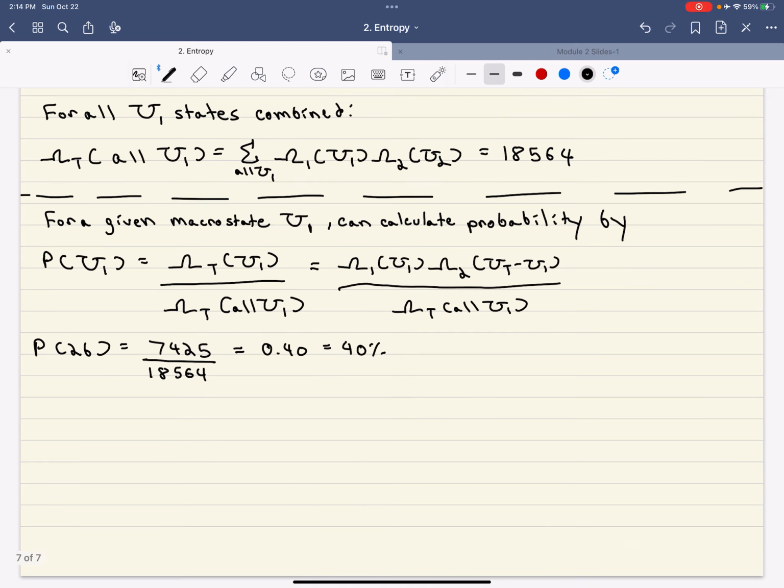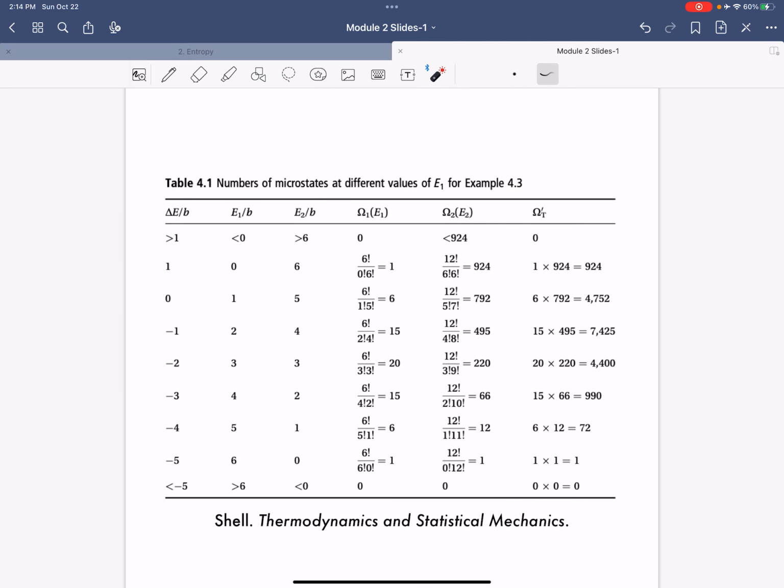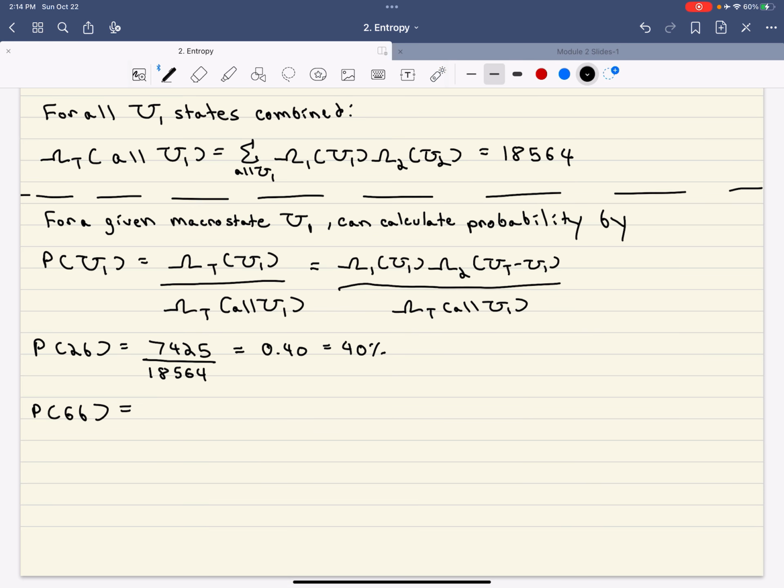In contrast, if U1 is equal to 6B, in this case we saw that there's only one possible configuration in which that could occur. So here it would be 1 over 18564, and here we find that we get an immensely tiny number.